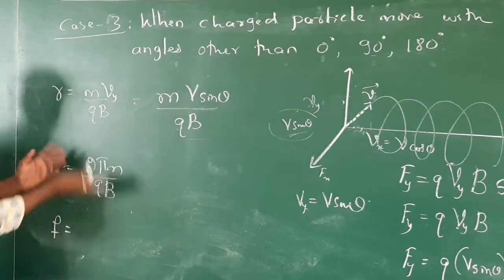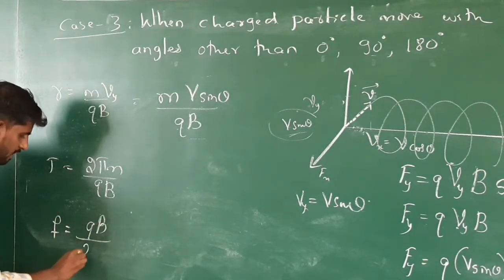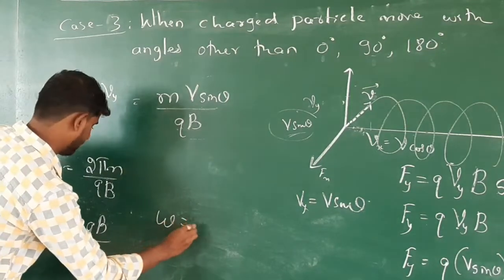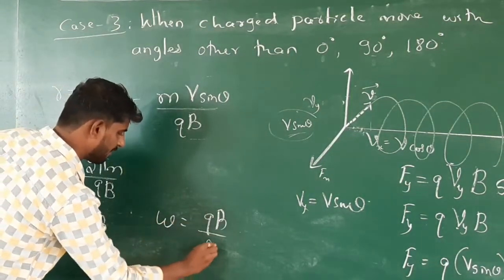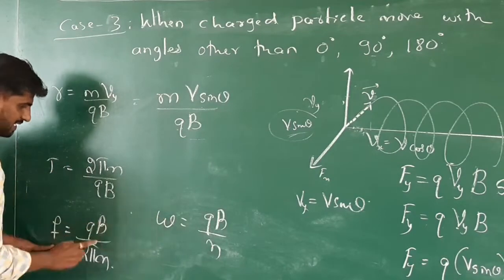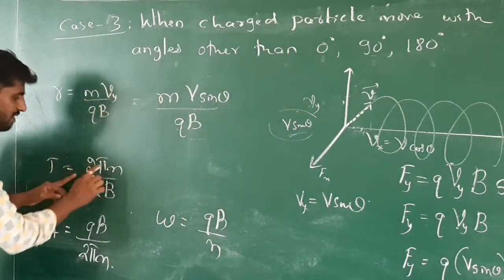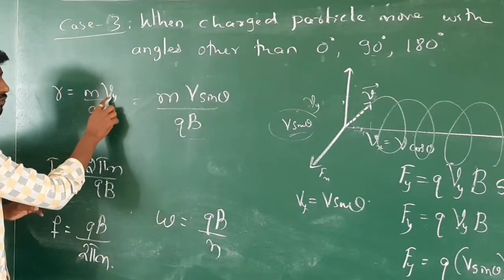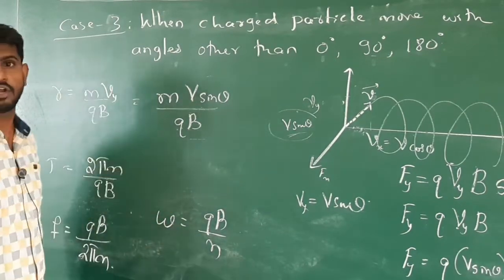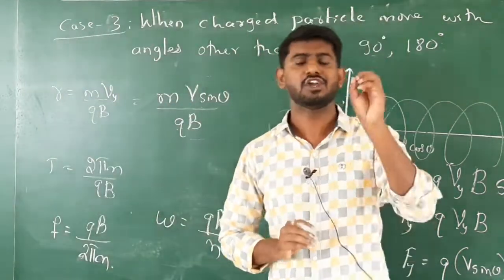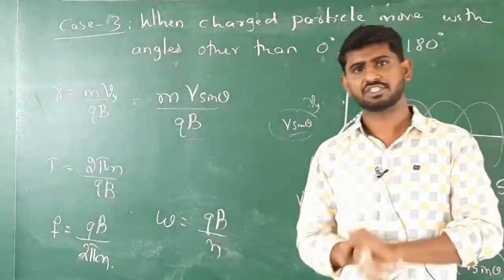So frequency is the reverse of this one, qB divided by 2 pi m. Okay, and what about the angular frequency? Angular frequency is qB divided by m. So frequency, angular frequency, time period are independent of velocity. Even though the velocity term changes, they remain the same. But here only the Vy component is used in the radius. So these are the important equations related to the motion of a charged particle in the presence of a uniform magnetic field. So this is the start. Thank you.